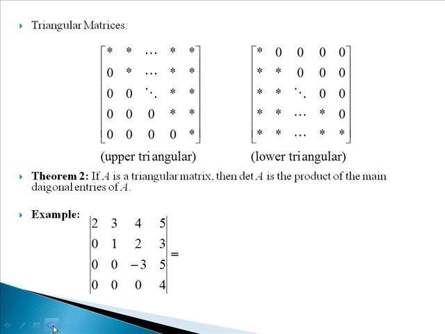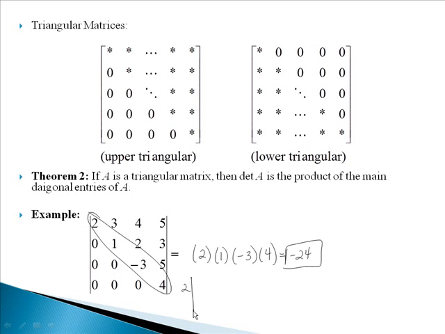So in this example, we can look at this and notice that we have an upper triangular matrix. So we're going to look at the diagonal entries and we will multiply 2 times 1 times negative 3 times 4, and we will get negative 24 for our determinant. Now we could work this out just to verify, and notice with all the zeros that I'm going to start here multiplying 2 times the determinant that I get when I eliminate the first row and first column, which would be 1, 2, 3, 0, negative 3, 5, 0, 0, 4.